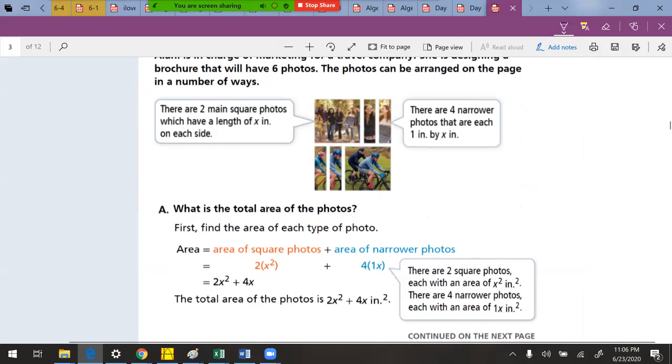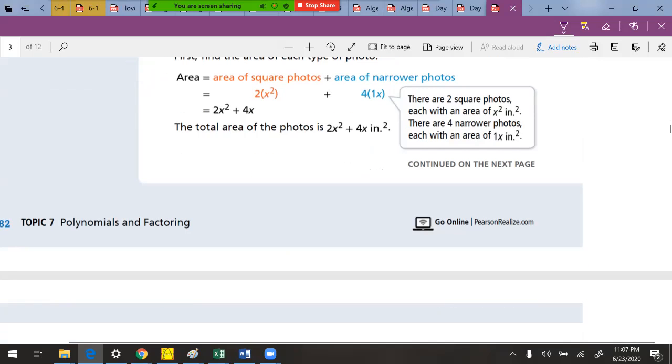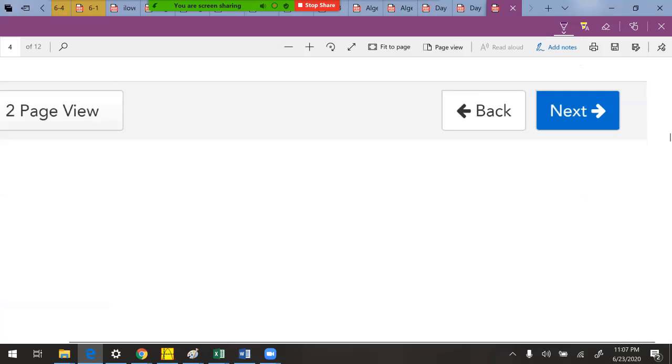Okay, so in this case, 2 main squares, okay? 2 times x squared, because the area is gonna be x squared. And then for the 4, it's 4 times 1x. There you go. Multiply it, that's what we get. Okay, so here we go.